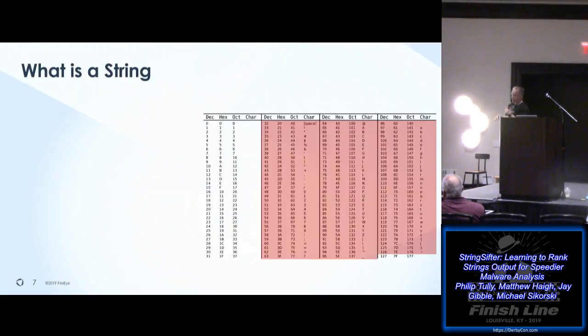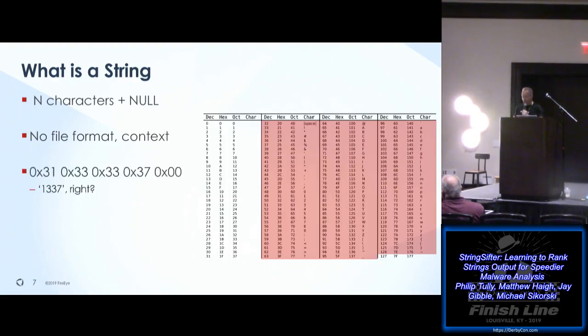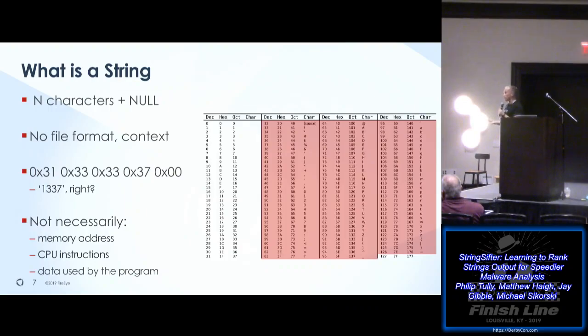So let's take a quick step back and review how we define a string in this context. A string is a sequence of n characters followed by a null terminating byte. There's no metadata to indicate where the string is, how long it is, or what kind of string it is. Therefore, there's no context, and arbitrary data can be misinterpreted as a string. Anything within this sequence of printable characters on the ASCII table, if there's a sequence of however many, can be interpreted as a string.